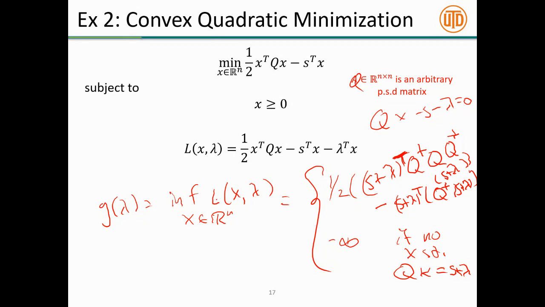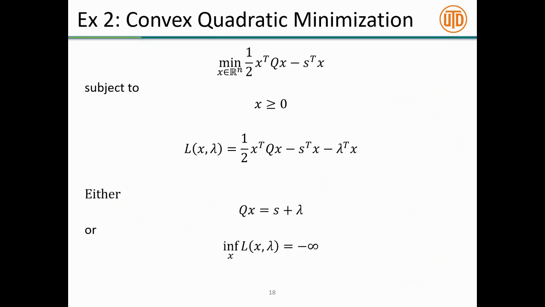And again, I get that just by using the analysis that we just had. This is the infimum of an unconstrained quadratic. It's equal to negative infinity if there's no place where the derivative is equal to 0, which corresponds exactly to the situation where there is no solution to the system q times x is equal to s plus lambda. Otherwise the solution is given by x equal to the pseudo inverse of q times s plus lambda, and I just plug that in and simplify. Get g.